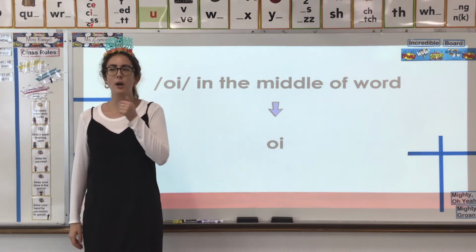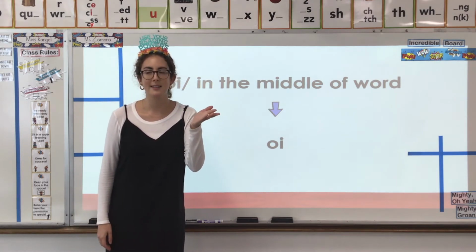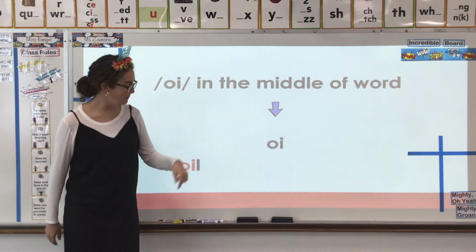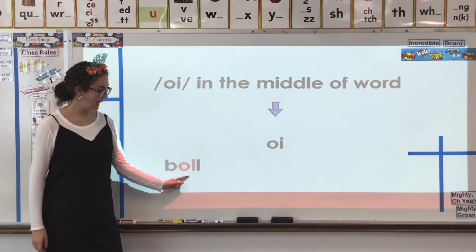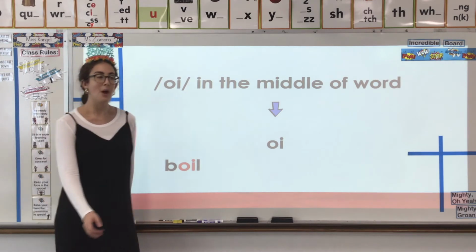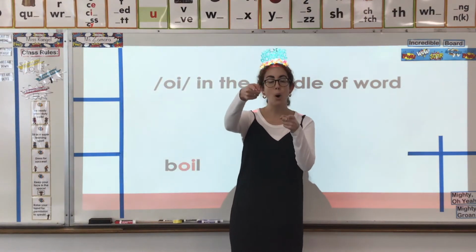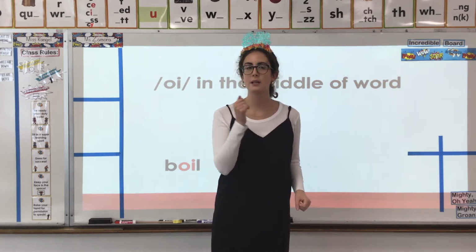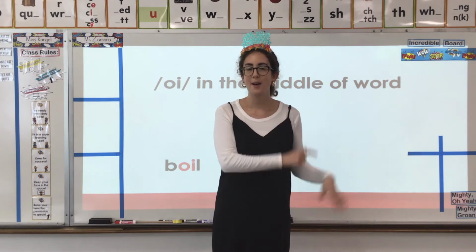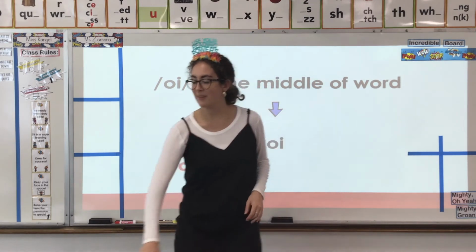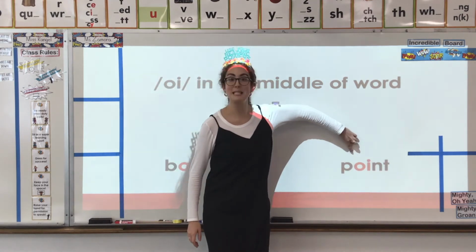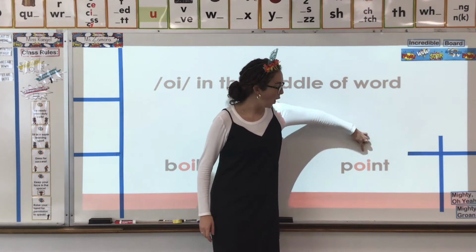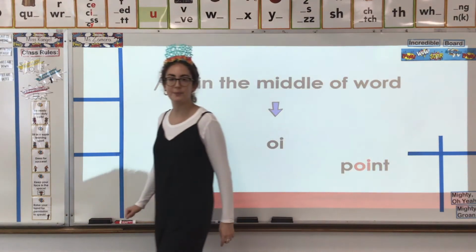Can you say that word to yourself? Boil. B-oil. The oi sound is in the middle of the word, so it's spelled with O-I. Or like the word point. Can you say that to yourself? Point. We hear oi in the middle of a word, so it's spelled with O-I. Point. O-I in the middle of a word.